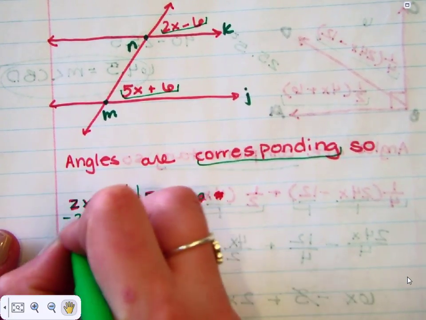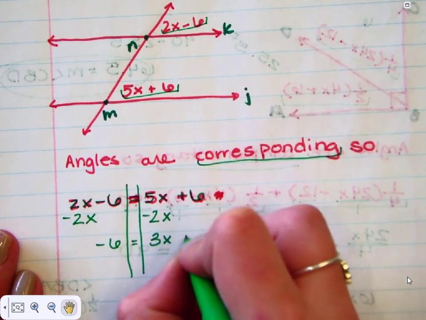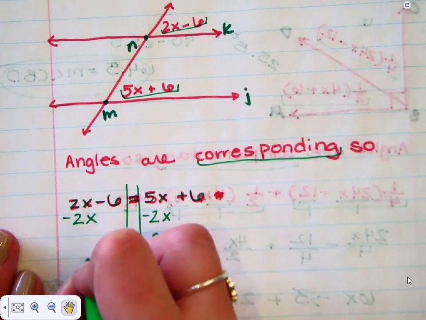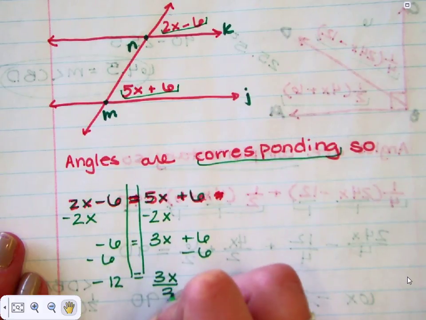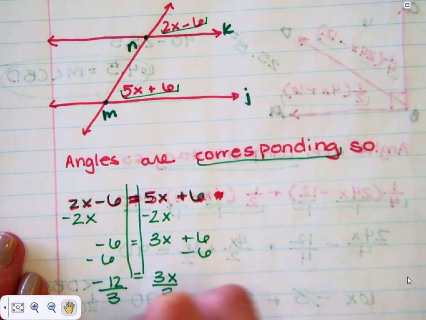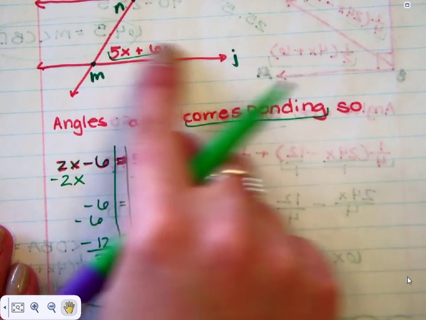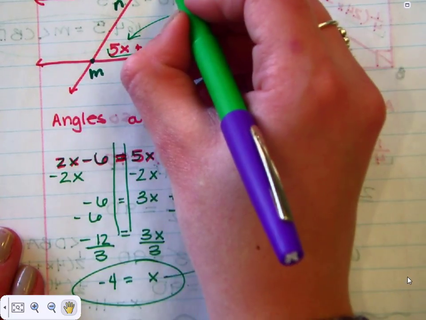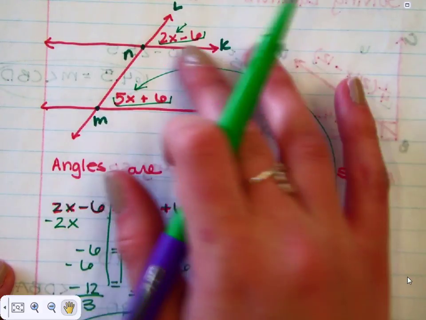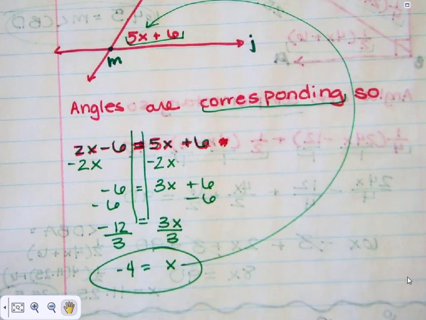So first I'm going to subtract 2x on both sides. I get negative 6 equals 3x. And subtract 6 on both sides here. Negative 12 equals 3x. Divide by 3, divide by 3. x equals negative 4. So that would be x in here. If you wanted to solve for the angles, all you do is plug x back in for x here and for x here, and that would give you those angles. That would give you angle LNK and angle NMJ. So that's how you set up equations and solve for skill number 4 and 5.